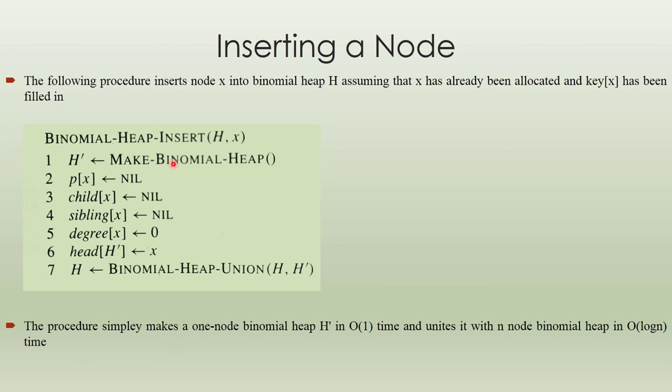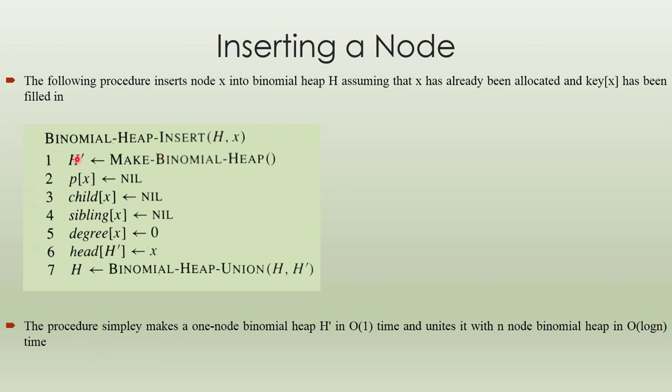So here H' equal to make binomial heap. So H' will be an empty binomial heap. We already have a node x. Parent of x will be stored as nil. Child of x will be stored as nil. Sibling of x will be stored as nil. Degree of x will be 0 because that x didn't have any children. It only has a key value. Head of H' equal to x.